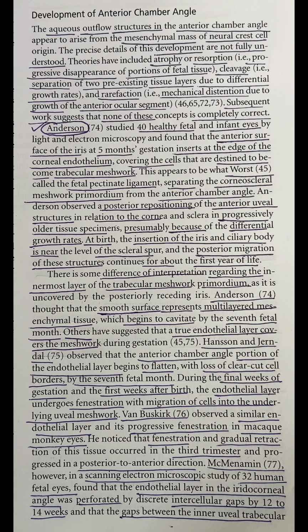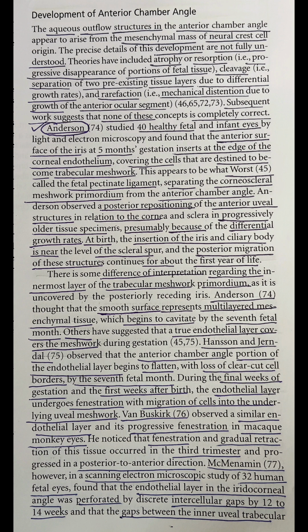During the final weeks of gestation and the first weeks after birth, the endothelial layer undergoes fenestration with migration of cells into the underlying uveal meshwork. Van Buskirk observed a similar endothelial layer and its progressive fenestration in macaque monkey eyes. He noticed that fenestration and gradual retraction of this tissue occurred in the third trimester and progressed in a posterior to anterior direction.